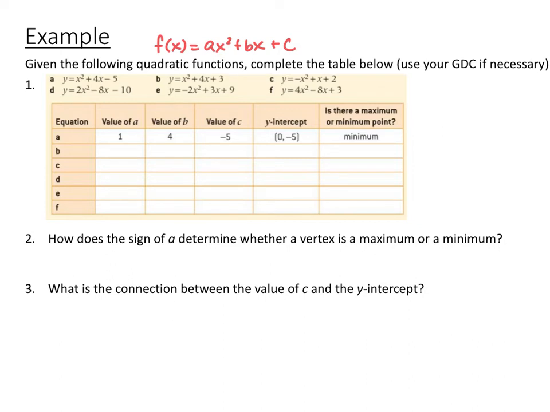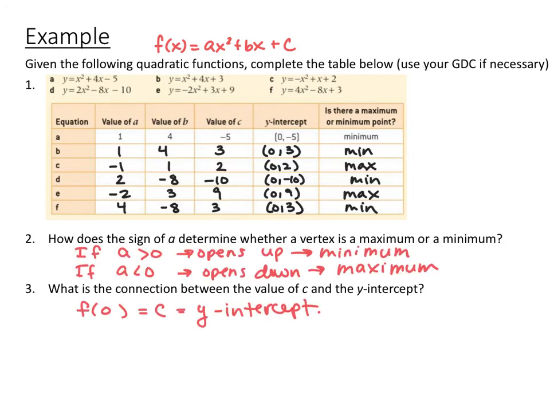So here are all the tables. So for function b, you have a equals 1, b equals 4, c equals 3. You have a y-intercept of 0, 3, and a minimum. For function c, you have a equals negative 1, b equals 1, and c equals 2, a y-intercept of 0, 2, and a maximum. For function d, you have a equals 2, b equals negative 8, c equals negative 10, a y-intercept of 0, negative 10, and a minimum.